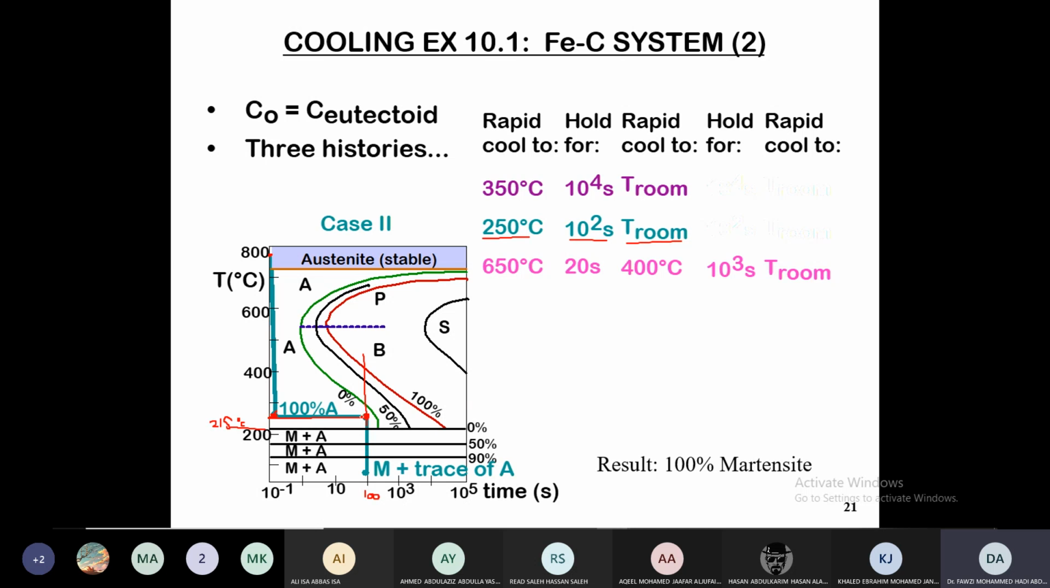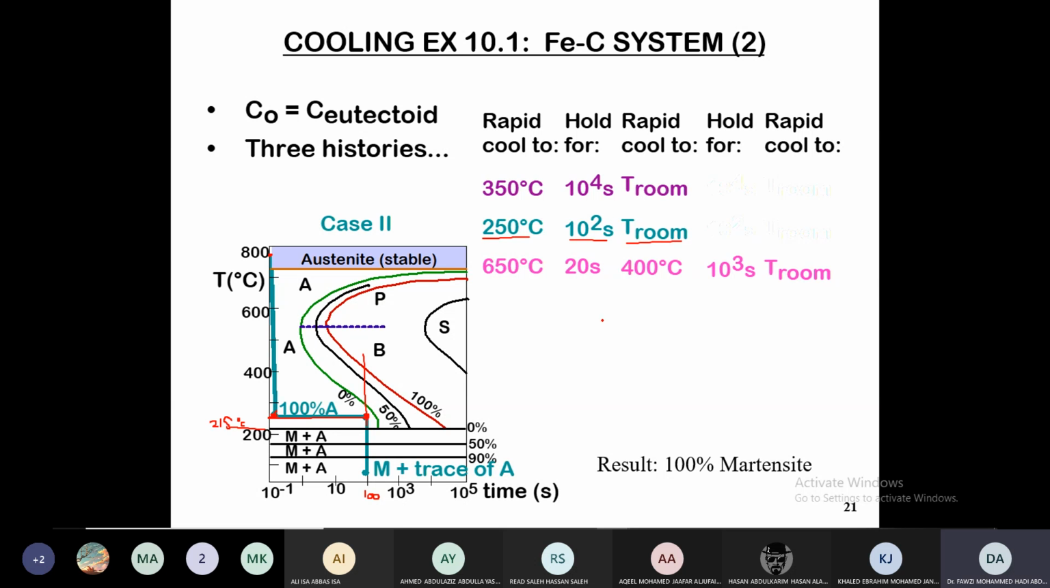Did anything change in the microstructure when we reach 100 seconds? No change. Why no change? Because we are still in this zone. We are still in this unstable austenite. It still needs more time in order for the transformation to occur. So here we are having 100% unstable austenite. Here still we are having 100% unstable austenite. No transformation has occurred. In order for transformation to occur, you need to reach that line, but you are not giving it enough time. You are giving it only 100 seconds.